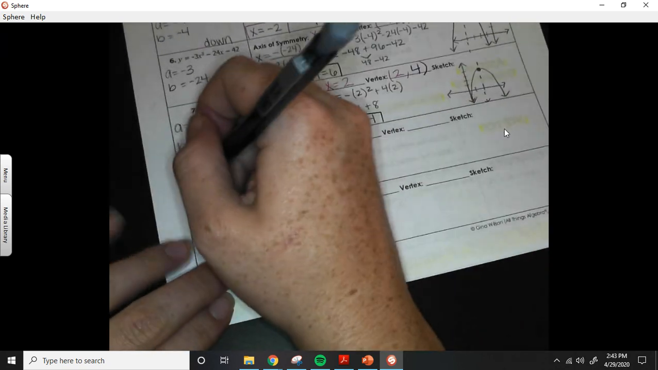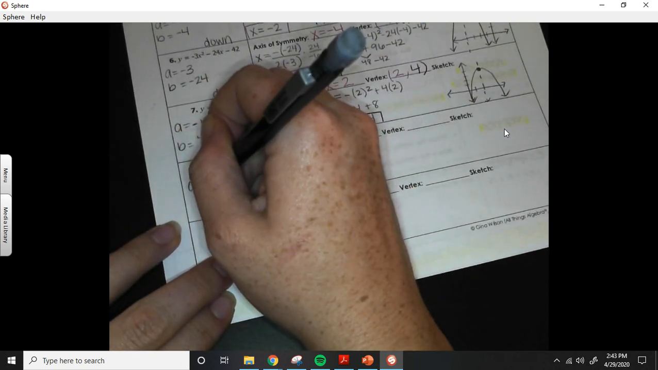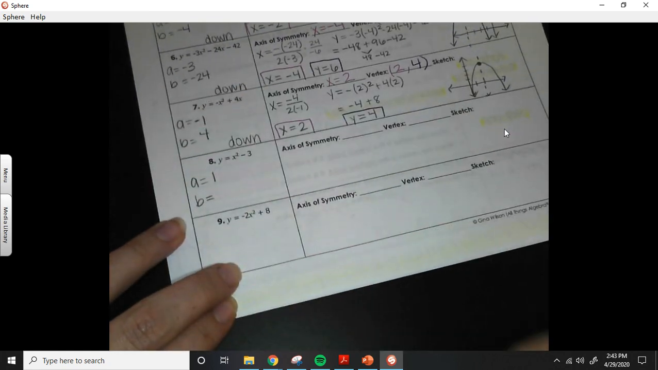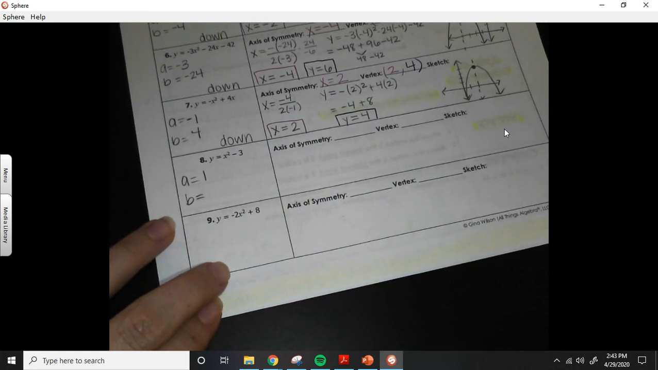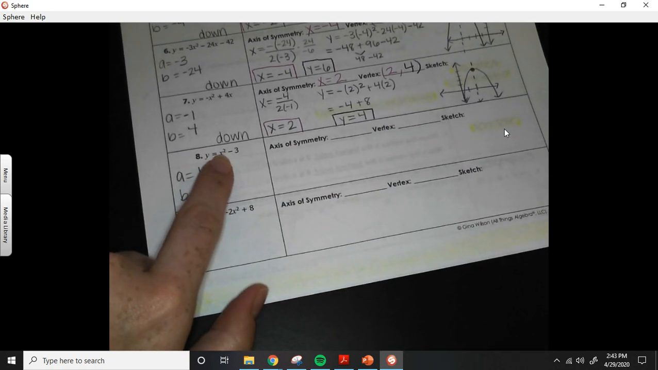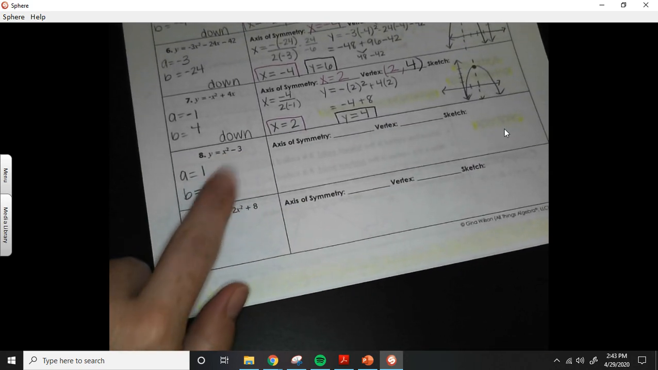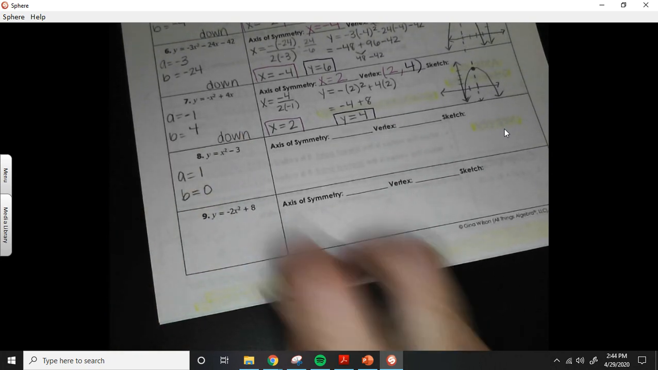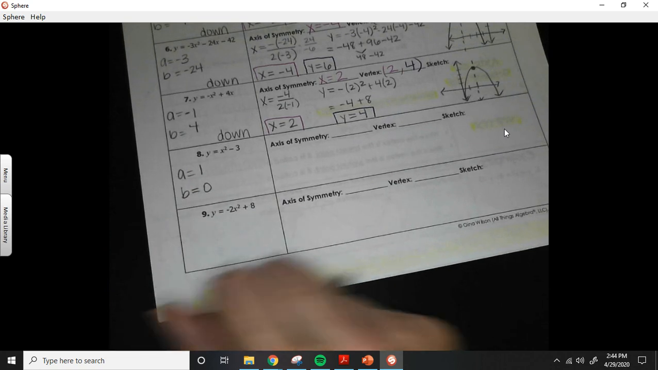Number 8, a is equal to 1 because there's no coefficient. And what is b equal to? There's no b. B is 0 because there's nothing. There's no middle term here. There's nothing multiplied by x. A lot of you may have mistaken this and done, oh, negative 3, but there's no x on negative 3. So in this one, we have an a and a c, but no b.